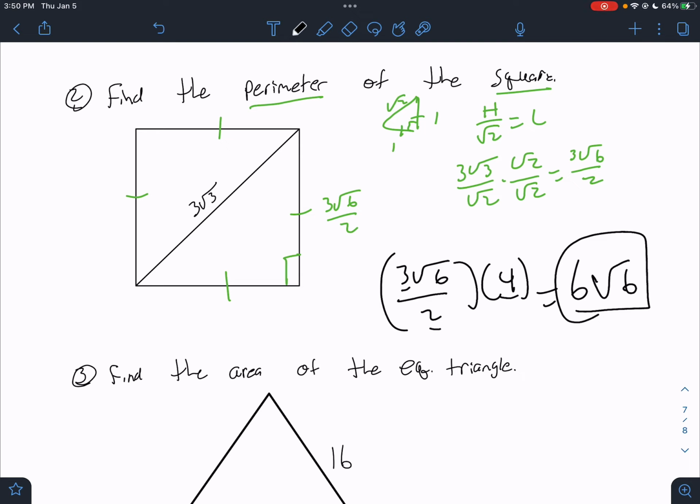So if you see a square and you draw a diagonal through a square, you need to know those are going to be 45, 45, 90 triangles. They are isosceles right triangles. They're going to be 45, 45, 90s.